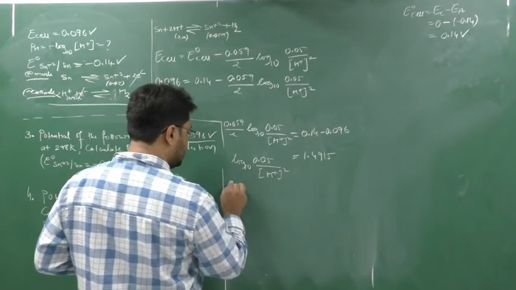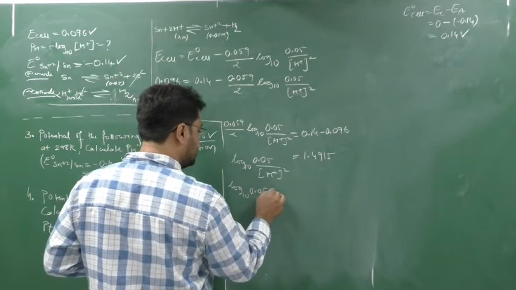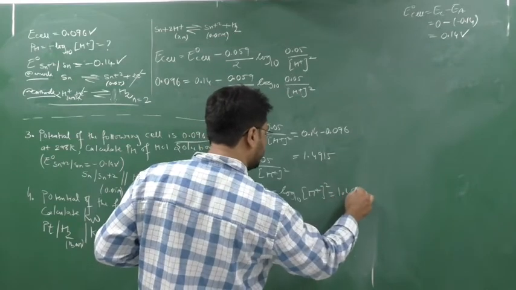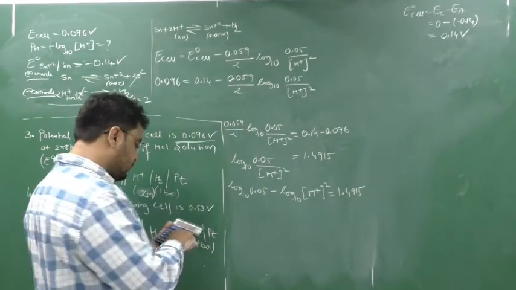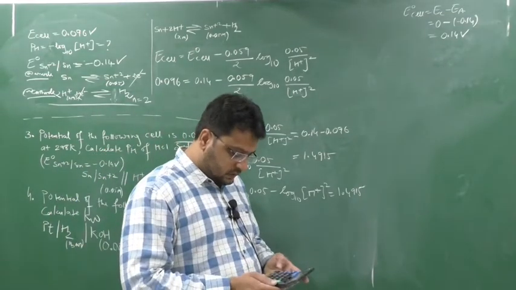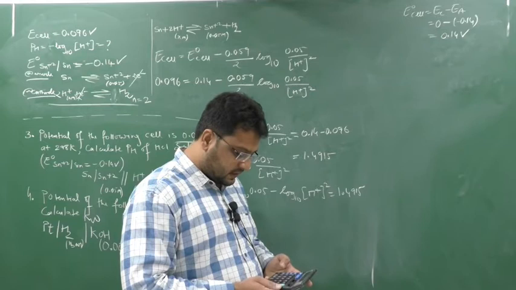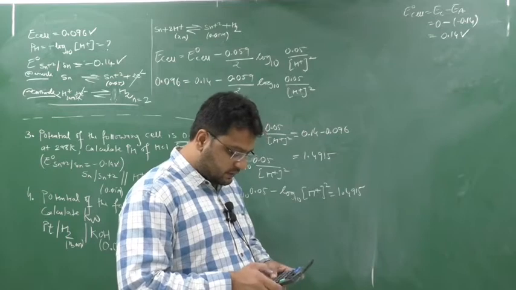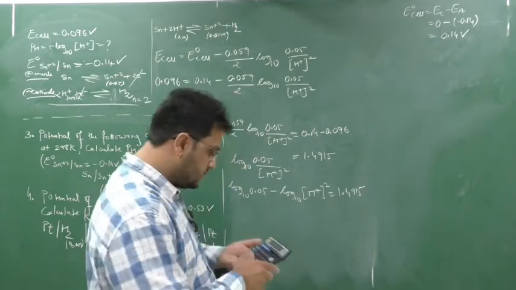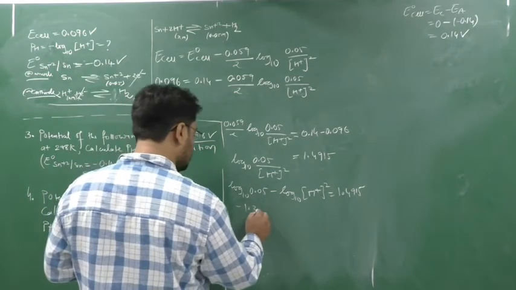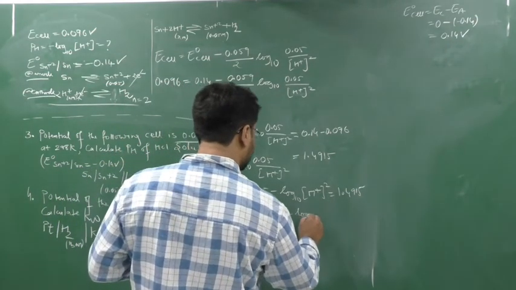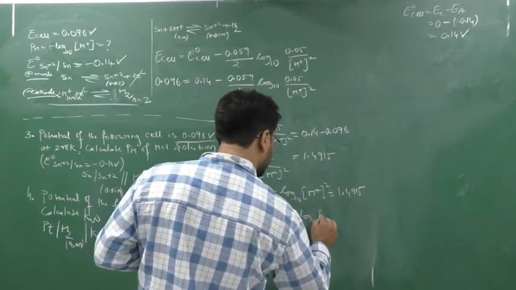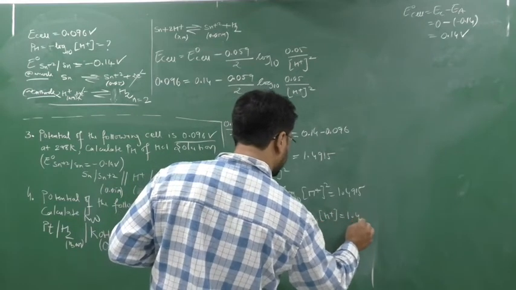Open this. So log to the base 10 of 0.05 minus log to the base 10 of concentration of H+ the whole square equals 1.4915. Clear? So 0.05 you have to find the log, which is minus 1.30095. Minus log to the base 10 of concentration of H+ the whole square means minus 2 log to the base 10 of concentration of H+ equals 1.4915.